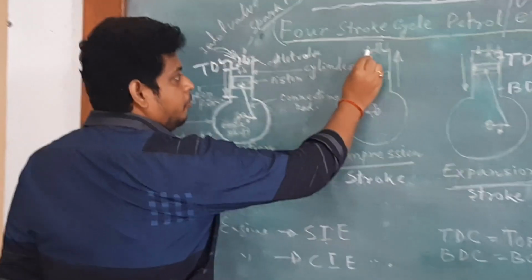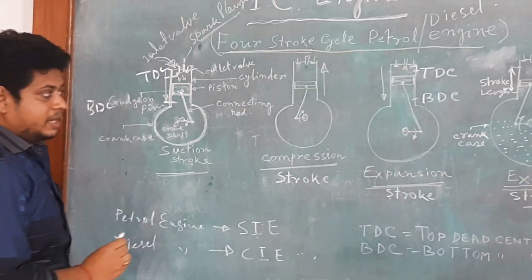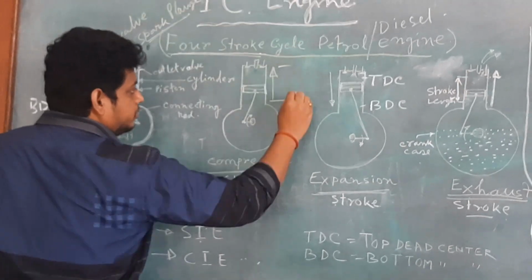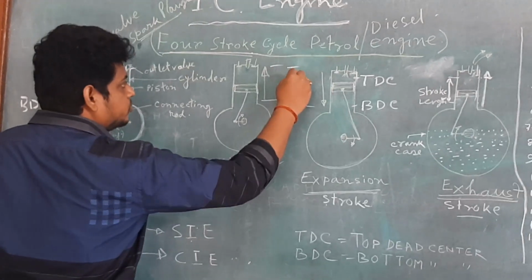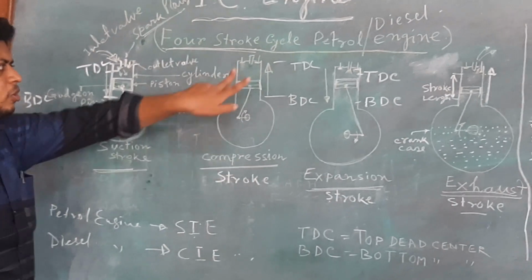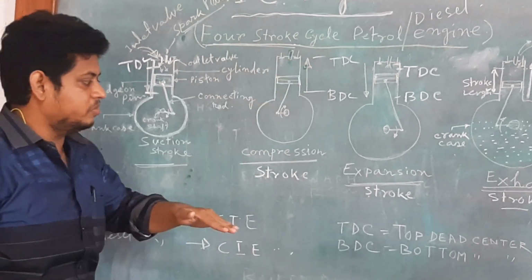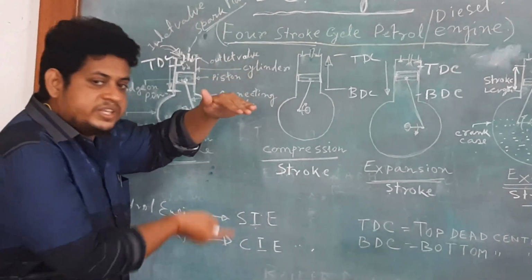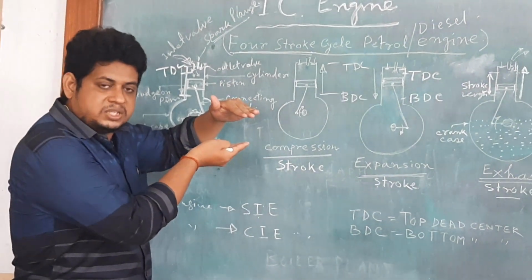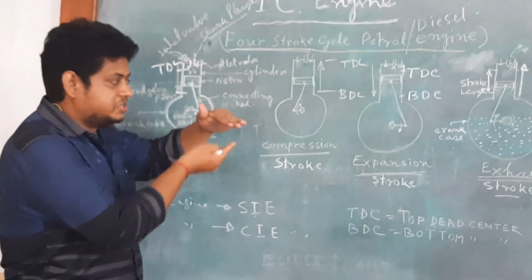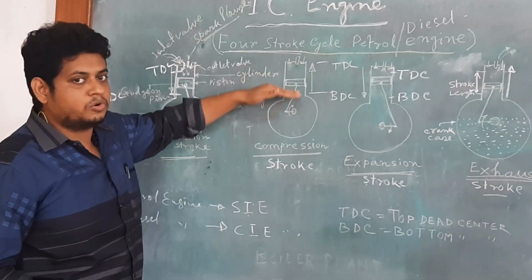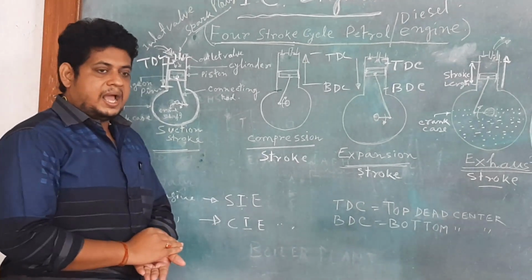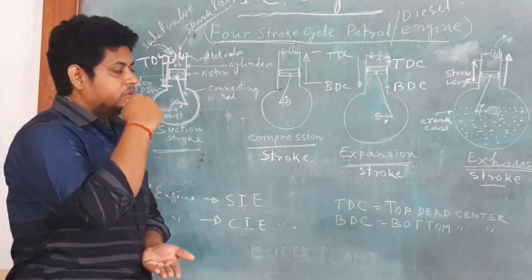After that, both valves are in closed condition. If both valves are closed and the piston moves from BDC, bottom dead center, to TDC, top dead center, then it squeezes the fresh charge. It compresses the fresh charge. This stroke is called the compression stroke. During this stroke, the pressure and a little bit of temperature increase.